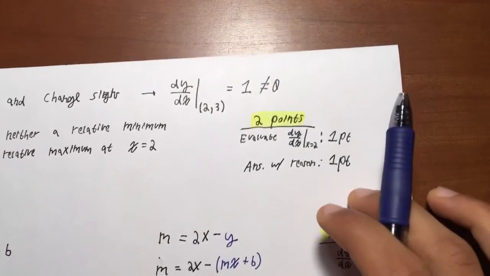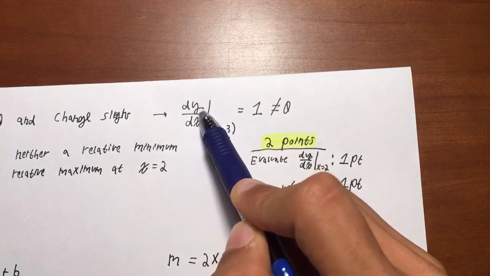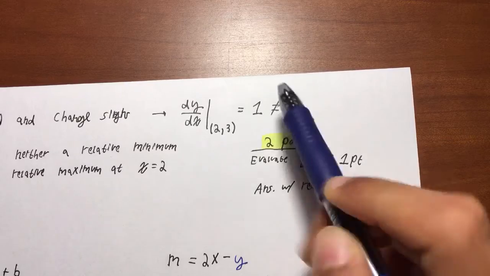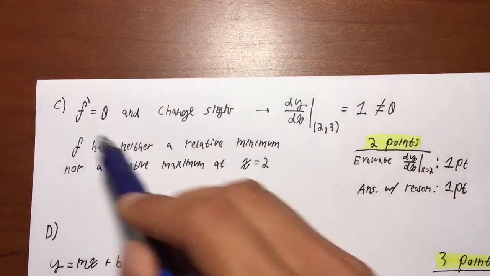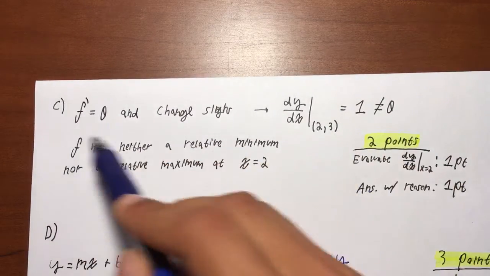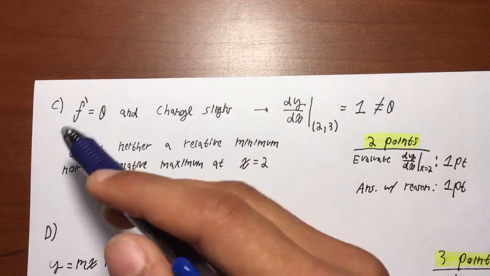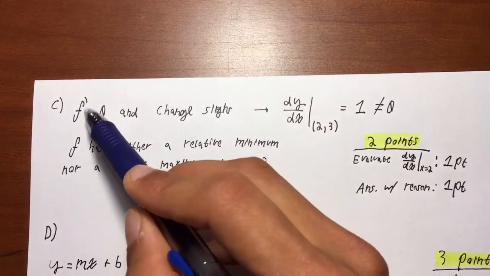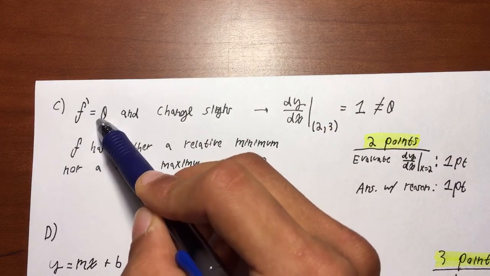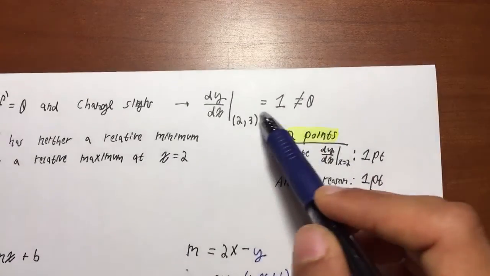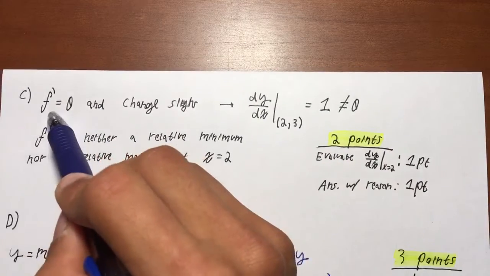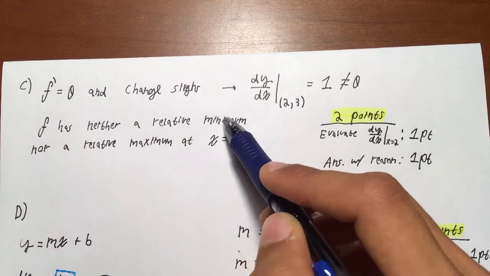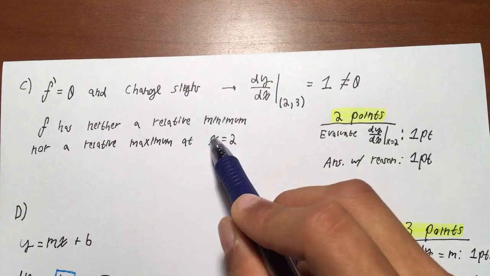And when you do that, you realize that dy dx evaluated at 2, 3 is 1, which is not equal to 0. And as an aside, for your function to be a relative maximum or minimum, the first derivative has to equal 0 and has to change signs. In this case, dy dx, or my first derivative, does not equal 0. So therefore, it's neither a maximum or a minimum at x equals 2.